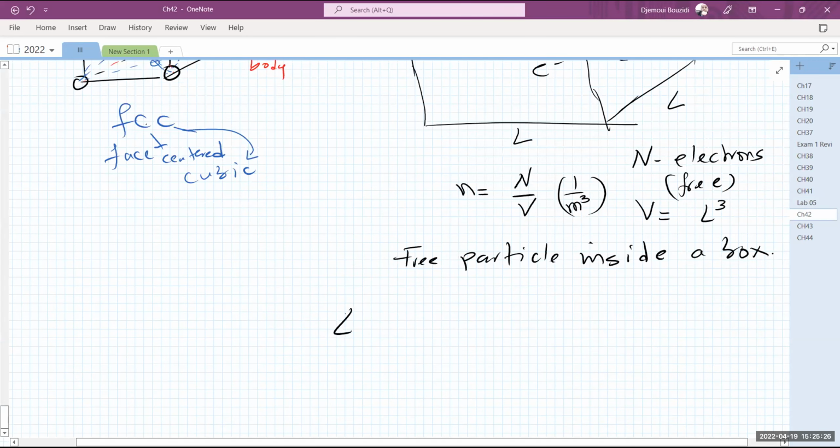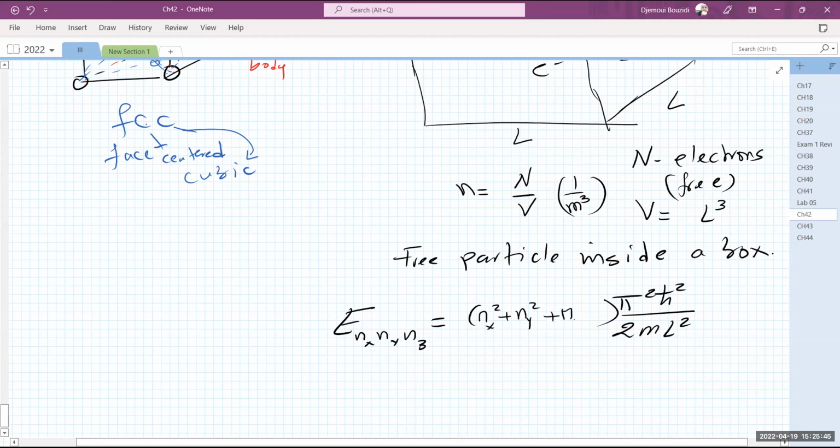So the energy that depends on 3 quantum numbers, nx, ny, and nz, is equal to pi squared h bar squared over 2 m L squared times nx squared plus ny squared plus nz squared. And the wave functions are in such a way that nx, ny, and nz are independently from one another the integers 1, 2, 3, and so on and so forth.